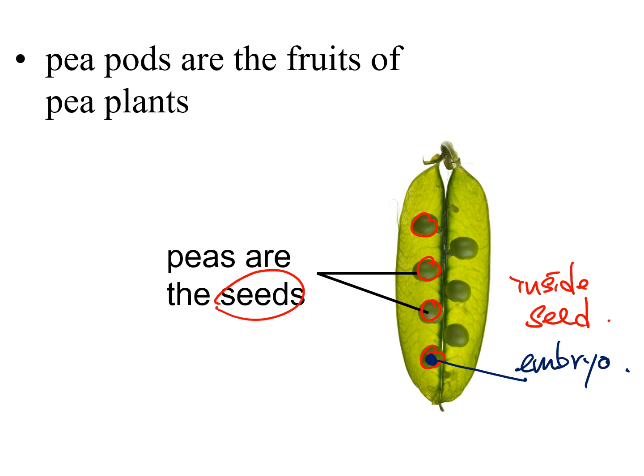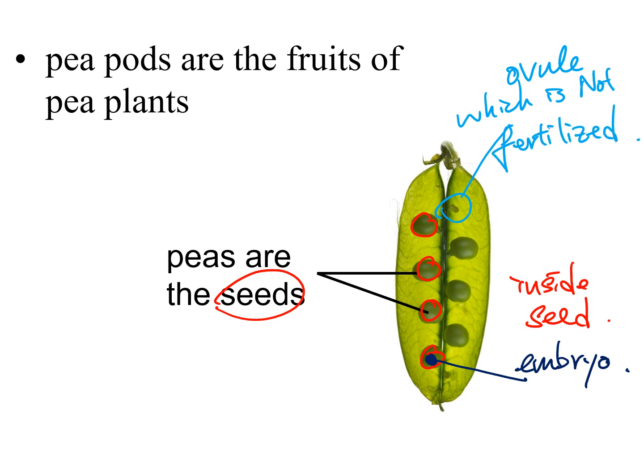But I have a question for all of you. Here is something on the very top which does not look like a seed. This is not a seed. What exactly is it? It's actually an ovule which is not fertilized, so therefore it cannot become a seed. Alright, that's it.